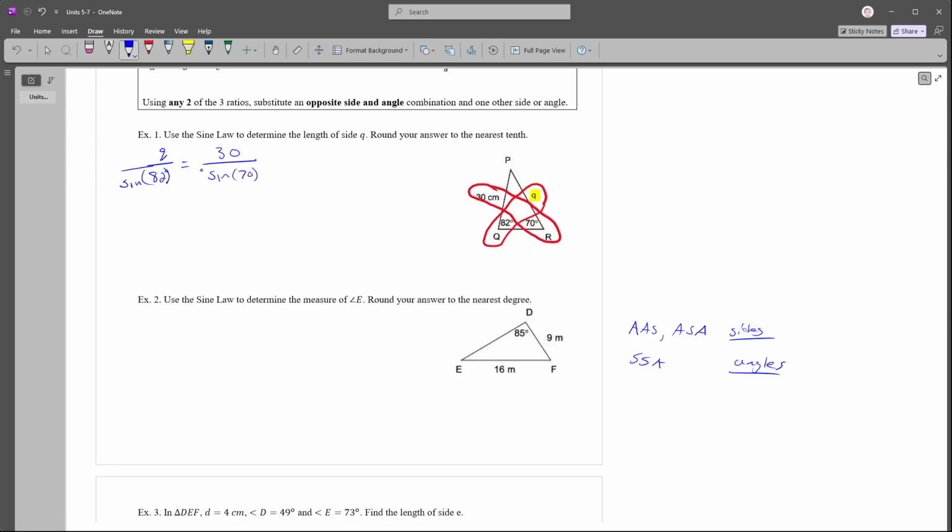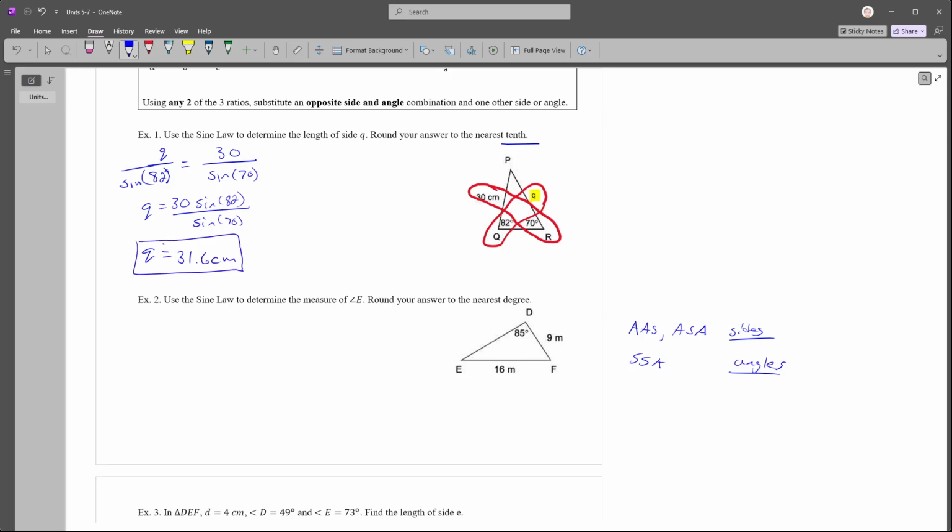Cross multiply, or more easily put, I just need to isolate for Q, which means multiply both sides by the sine of 82. So I have Q is equal to 30 times the sine of 82 over the sine of 70. Bam. And now we just solve. This is just calculator stuff. Just pump it into your calculator and you should end up with a value of, to the nearest tenth, 31.6 centimeters.